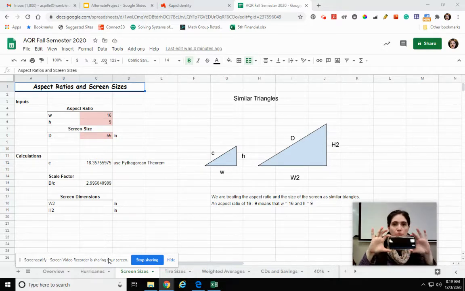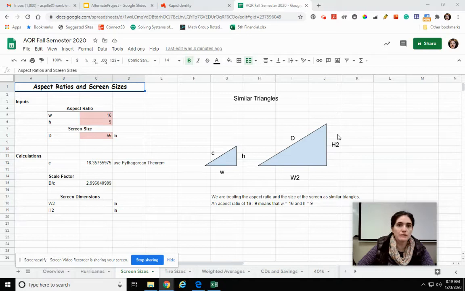When you buy phones and specifically TVs or computer monitors, it gives you the size, but the size that it gives you is the diagonal. But it also gives you something called an aspect ratio. And the aspect ratio is a comparison of the width to the height.